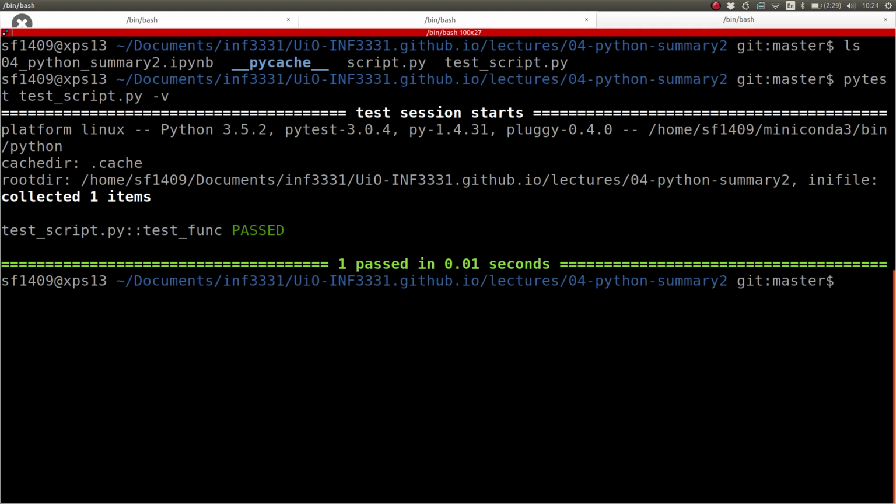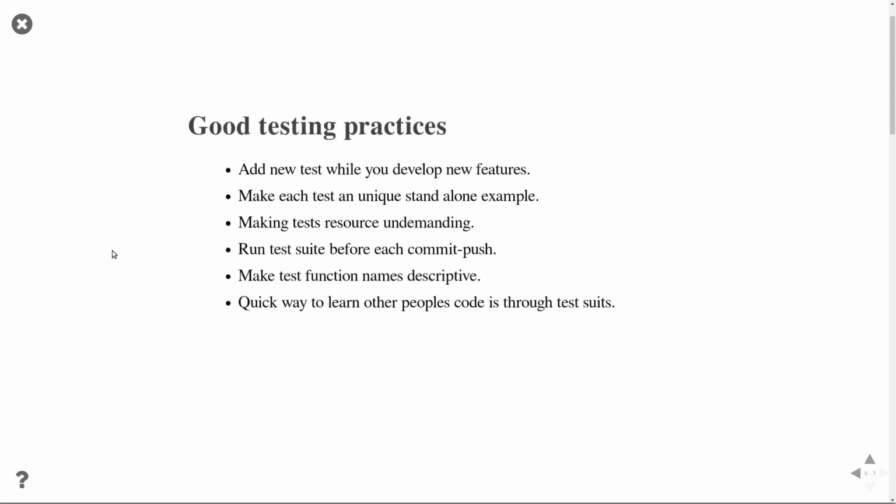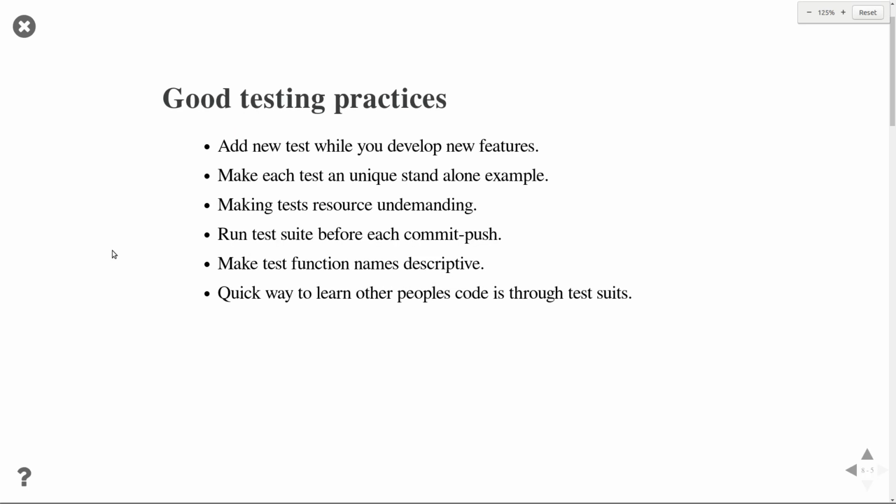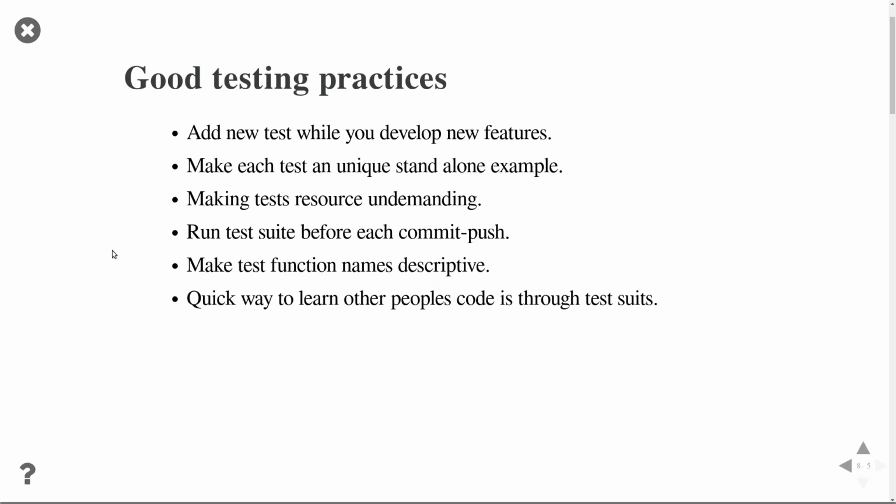Okay? So it should be hopefully fairly straightforward. So, good testing practices. This should be fairly obvious, but it's also very easy to just neglect it. When you develop new features, make sure that you add new tests at the same time. Furthermore, make each test a unique and standalone example. It shouldn't be too complicated. Ideally, each test should test exactly one functionality. That will make it much easier: if something breaks, you know exactly where you need to look.